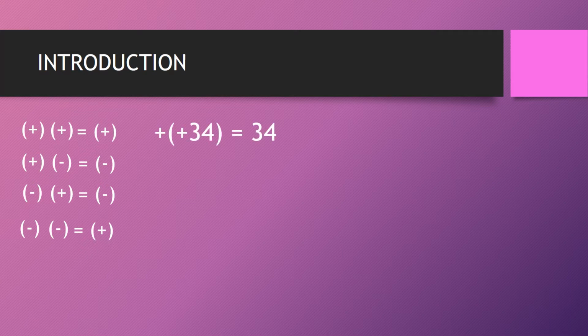For example, you have the number 34, and before the positive 34 you have the positive sign, so the answer is positive 34. But if you have negative 34 and the sign before it is positive, positive with negative gives you negative. Now the answer is negative. That is very important. You can switch the sign. You have positive and negative, the answer is negative. But if you have negative and positive, the answer is negative too.